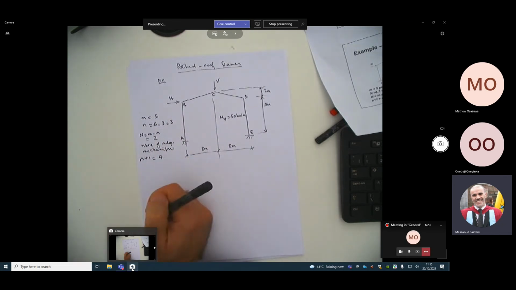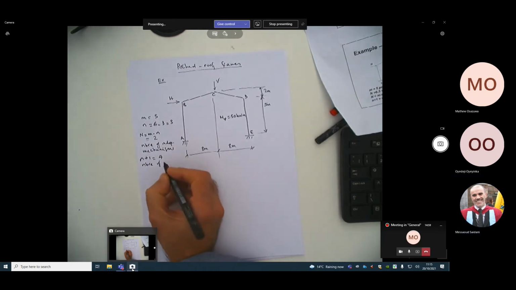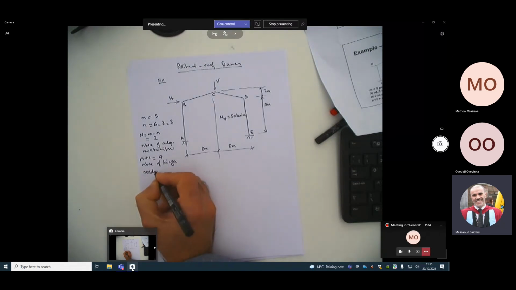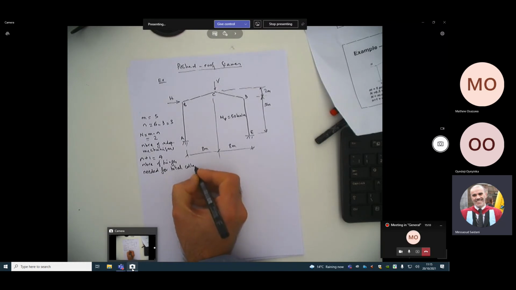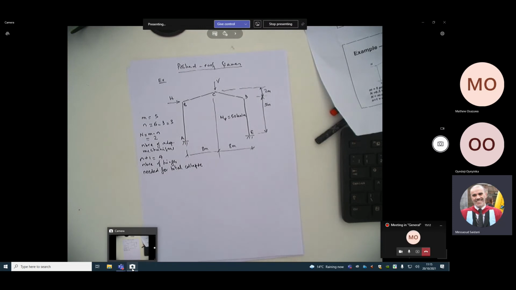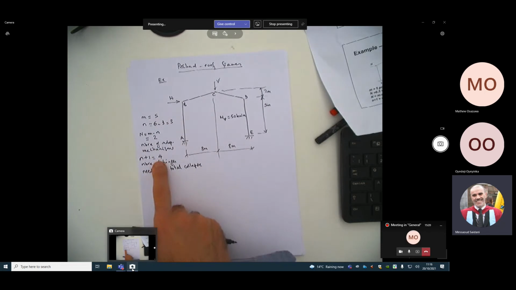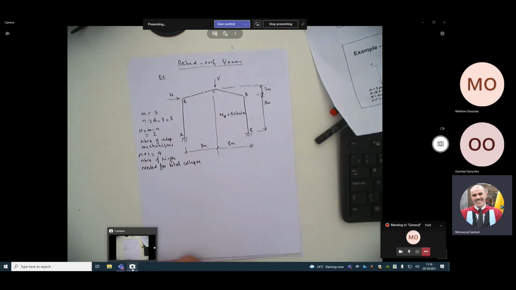So what is 4? Remember what N plus 1 is? It's the number of hinges needed for total collapse. So although we have a possible 5 hinges forming, we only need 4 for total collapse. Out of the possible 5, we only need 4 for this frame to collapse.